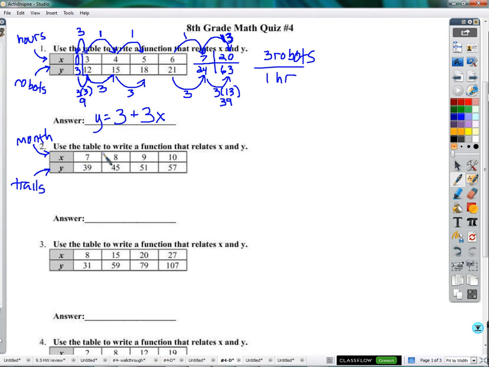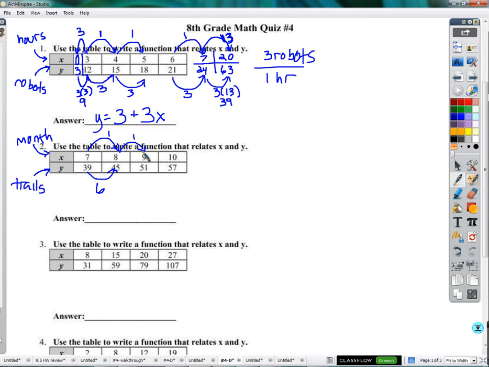That's a lot of trails. A month later, month 8, I visited 45, so that's 1 month later. And how many more trails have I visited? I visited 6 more trails. Okay, so it looks like in 1 month I visited 6 trails. Let's see if this trend continues.